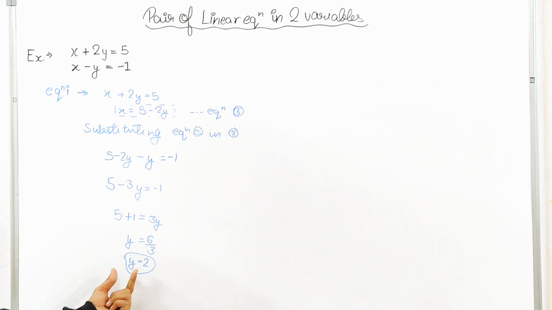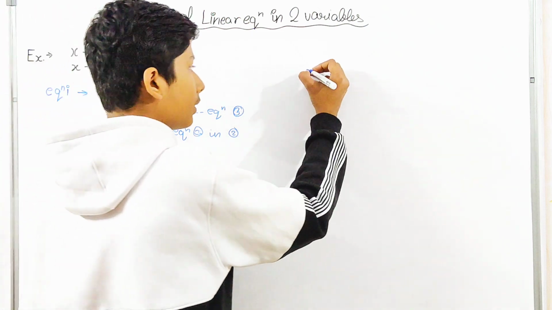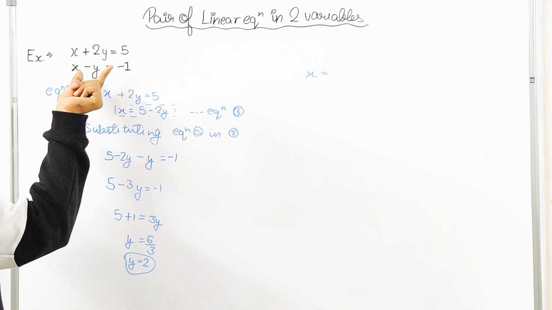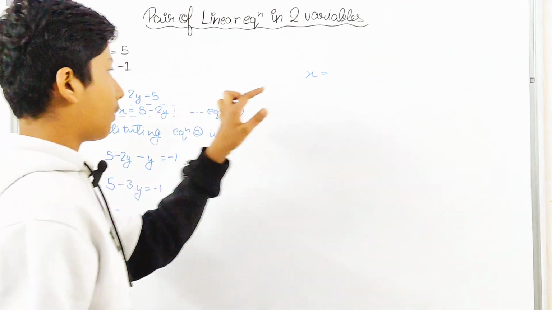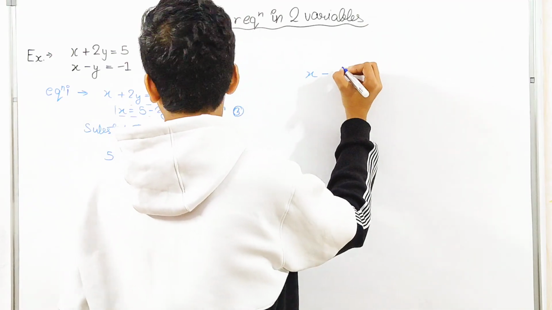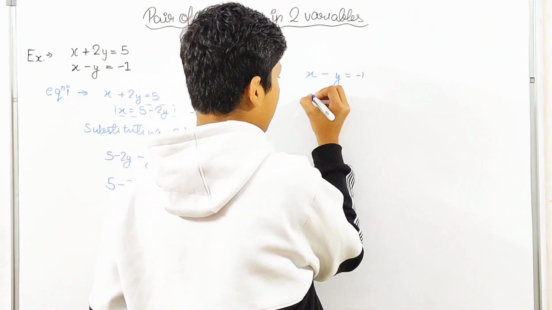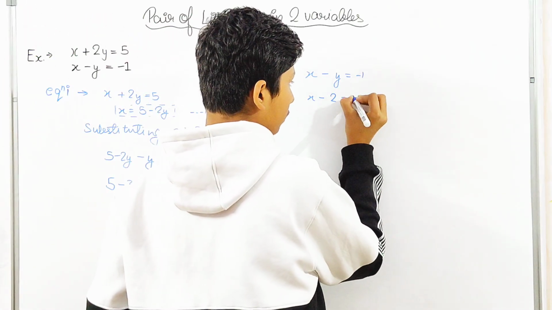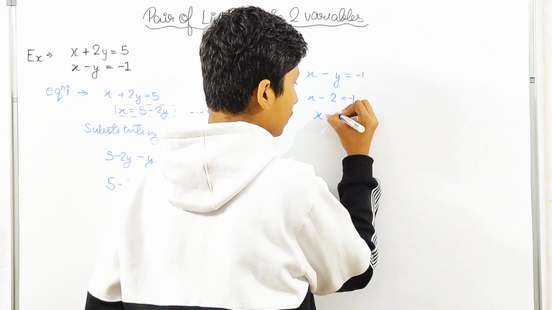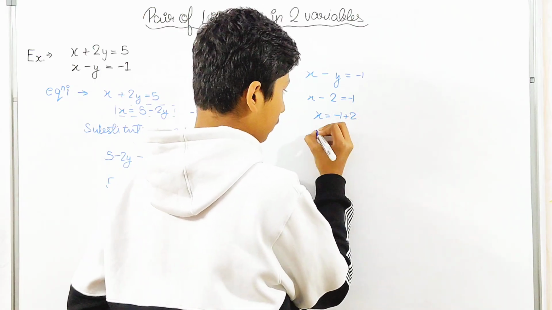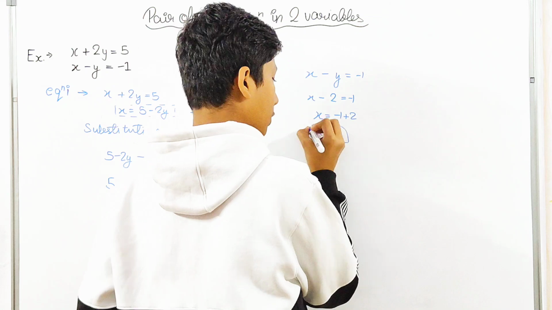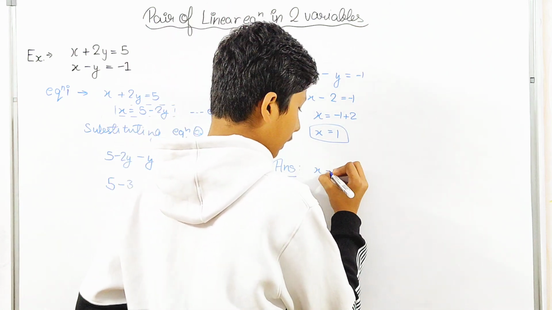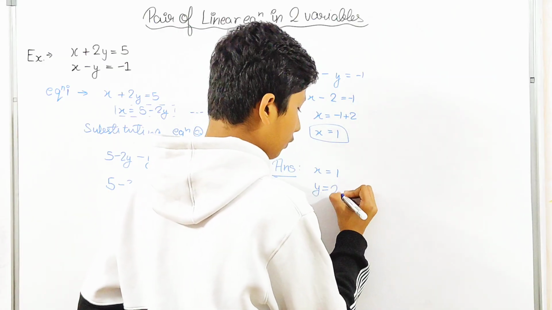Now y equals 2. Now we will find the value of x. Since y equals 2, we'll put it in any of these equations. We'll put it in this one: x minus y equals minus 1. x minus this 2 we have found out, 2, equals minus 1. So x equals minus 1 plus 2. x equals 1. So now we'll write the answer: x equals 1, y equals 2.